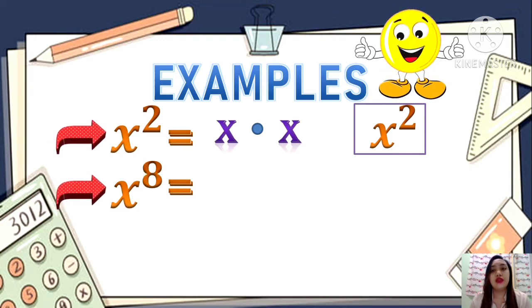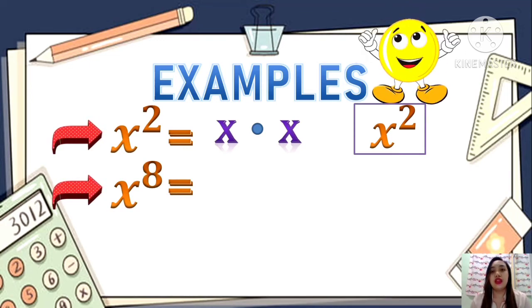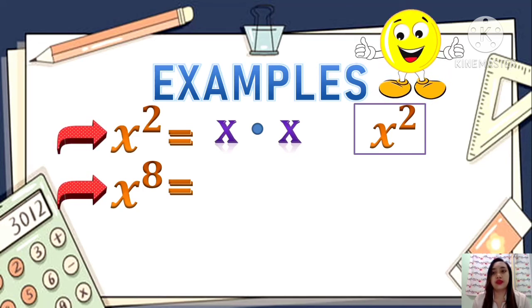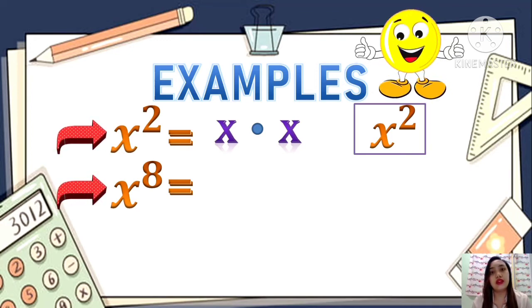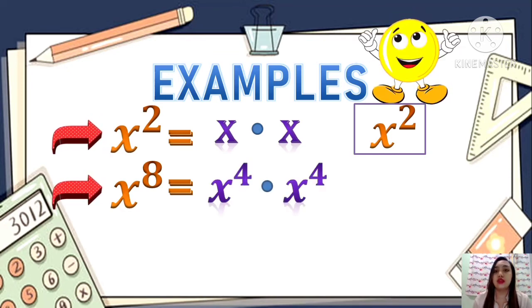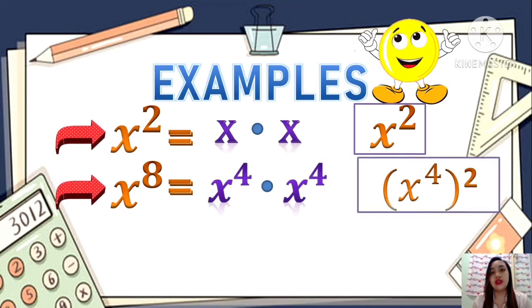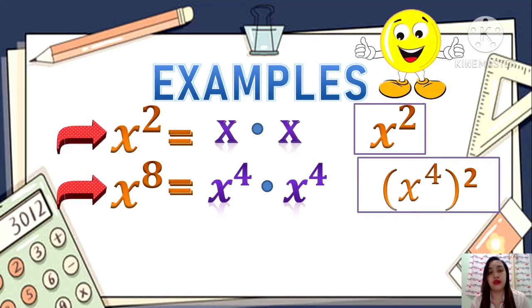Next, x to the 8th power. Paano natin mahahati ang x to the 8th power? Hatiin ang 8 sa dalawa. Ano ang sagot? Diba meron kang tig-4? So, x to the 4th times x to the 4th. You will get x to the 4th, squared.